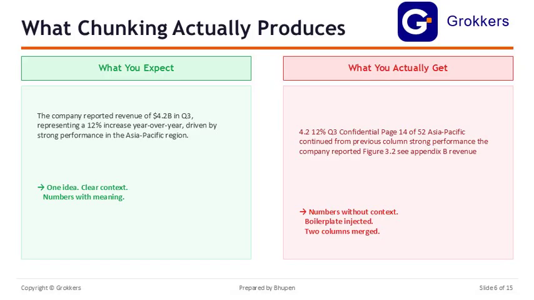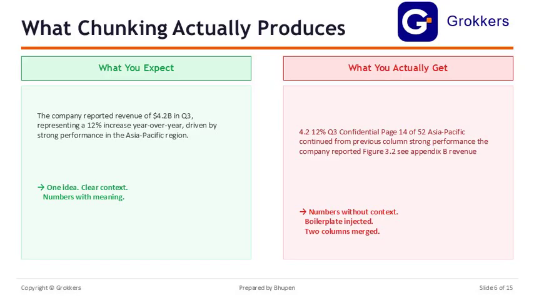The right panel shows what actually comes out of a typical PDF annual report. The number 4.2 appears, but it has been separated from its units. The 12% figure is there, but with no indication it is a growth rate. The page reference, confidential, page 14 of 52, has been injected from the footer. 2 columns have been merged, so continued from previous column appears mid-chunk. A figure caption and an appendix reference are embedded in the text.